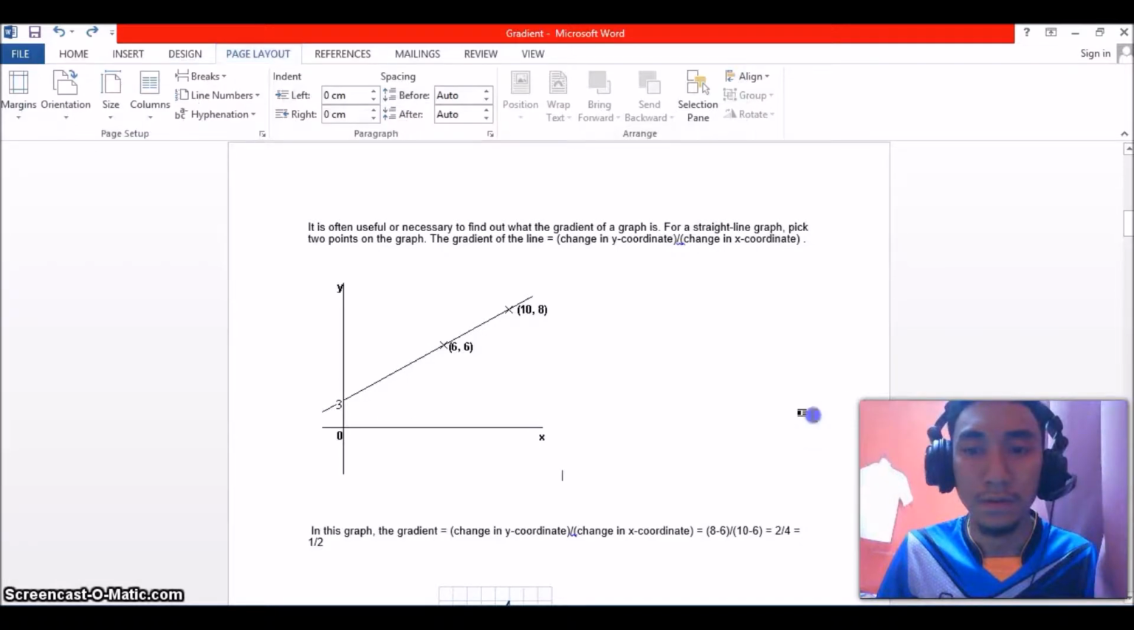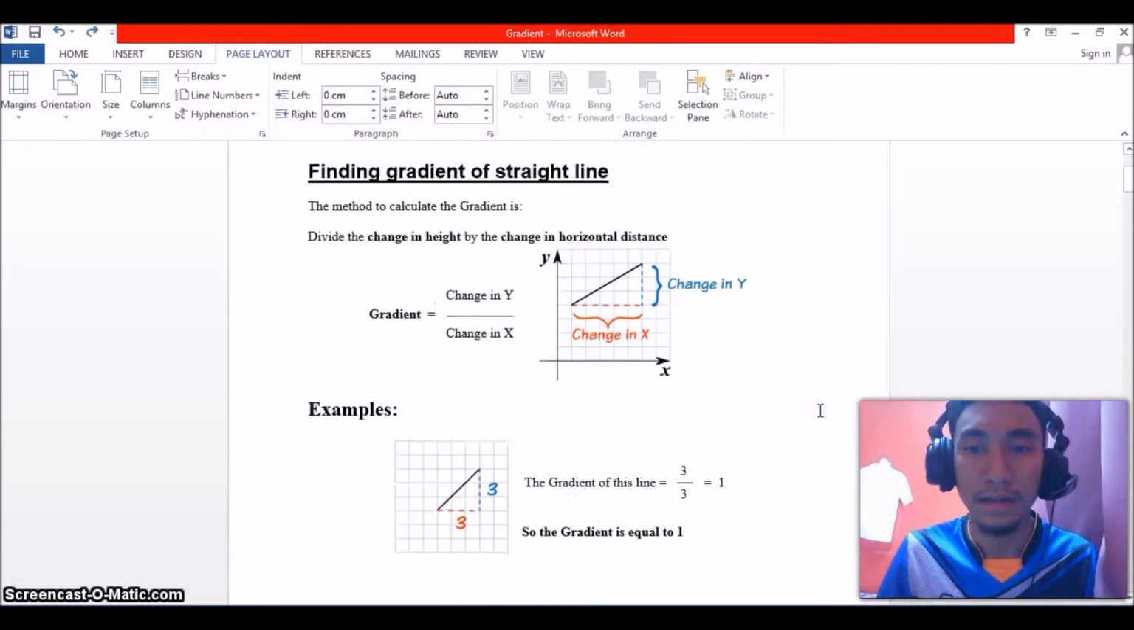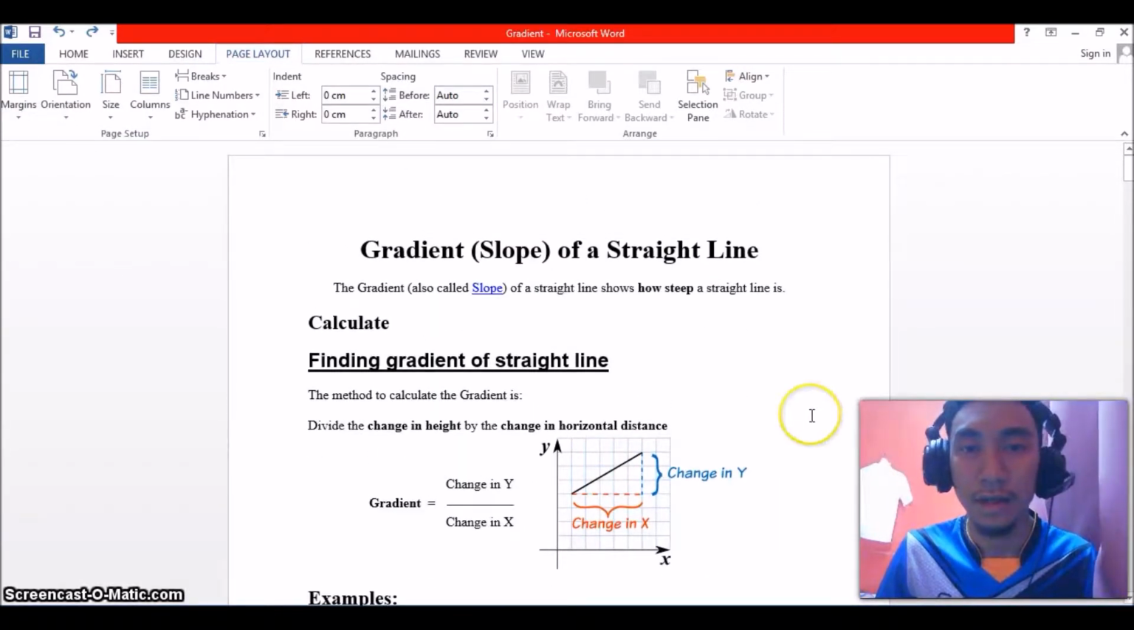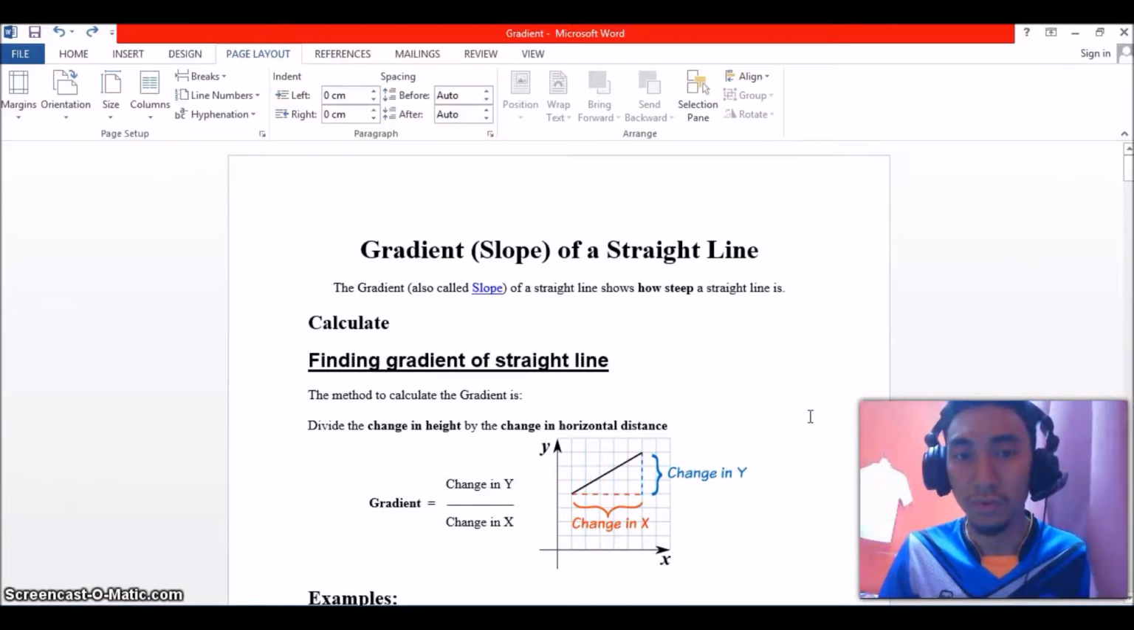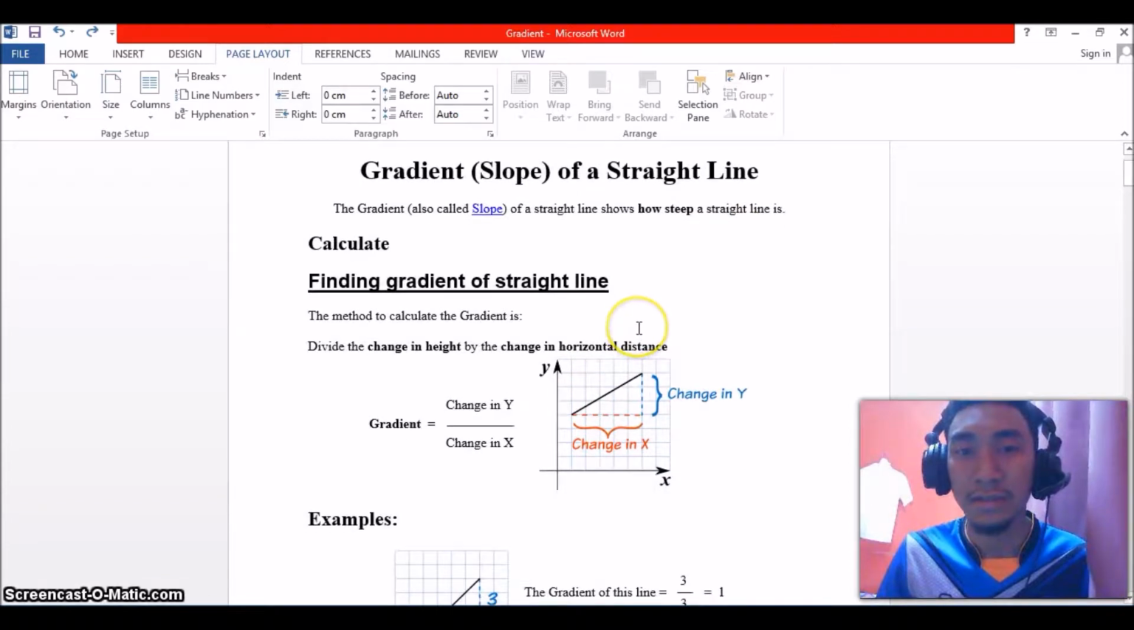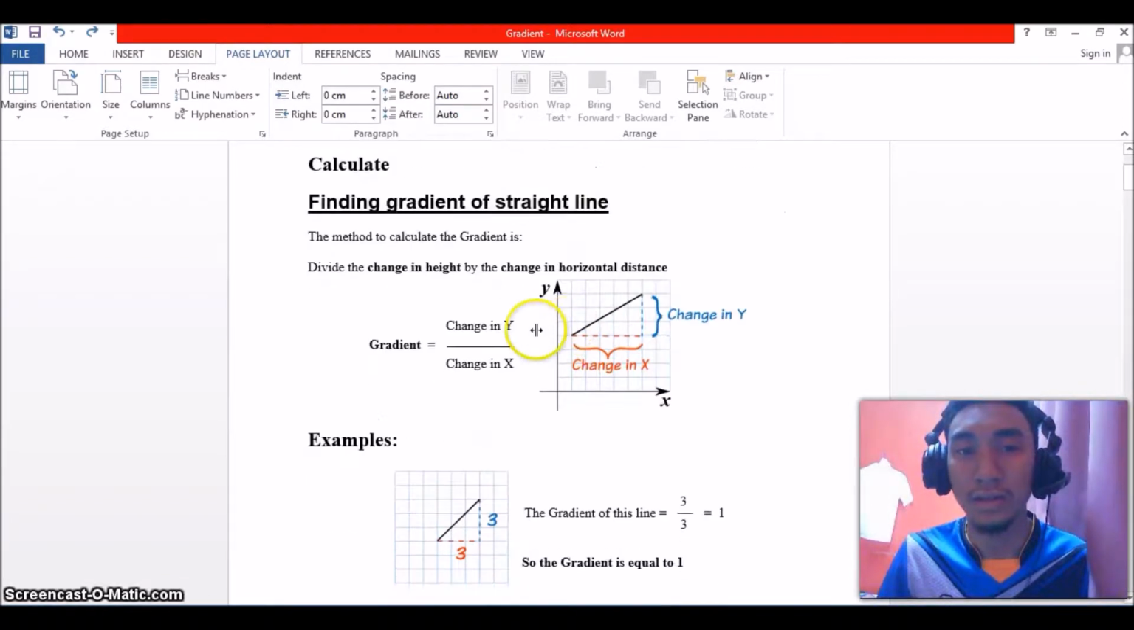Assalamualaikum warahmatullahi wabarakatuh, and hi guys. Today I want to explain about gradient, also called slope. The use of gradient is to show how steep a straight line is. There are some methods to calculate the gradient.